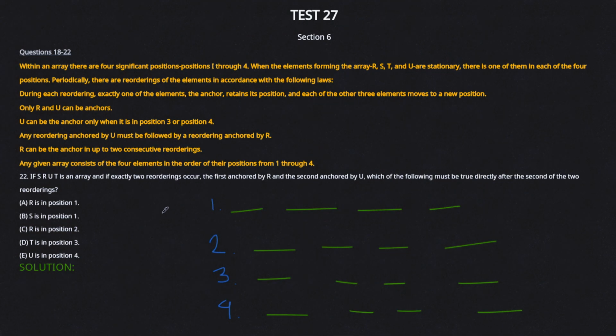If SRUT is an array and if exactly 2 reorderings occur, the first anchored by R and the second anchored by U, which of the following must be true directly after the second of the 2 reorderings? Okay, we have S, R, U, and T. No, sorry. The first one is anchored by R, and the second one is anchored by U. So U has to go at number 4 so that it can act as the anchor for the next reordering. S has to come at 3 and T has to go at number 1.